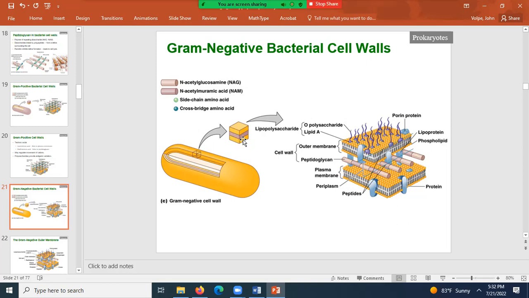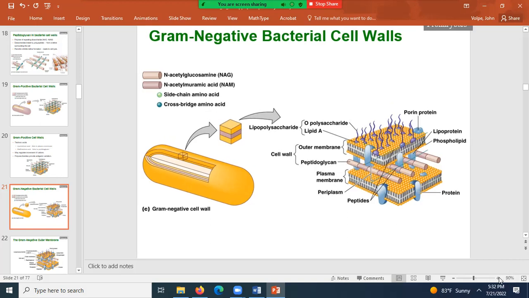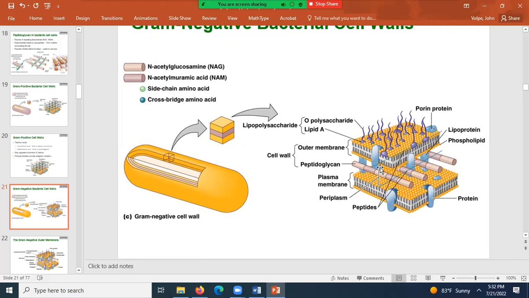The gram-negative peptidoglycan layer is much thinner than the gram-positive peptidoglycan layer. There's also another portion of the cell wall of the gram-negative cells, which is actually lipid or mostly lipid, and it's on the outside of the cell wall, and that we call the outer membrane of the cell wall.